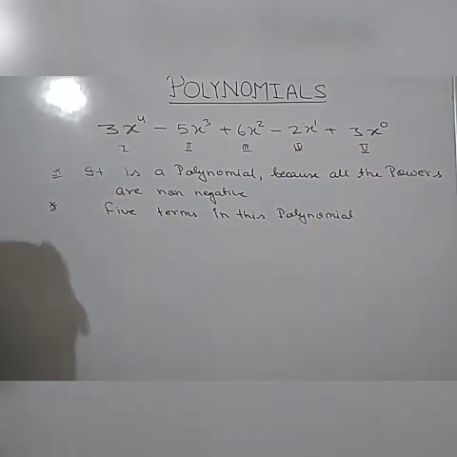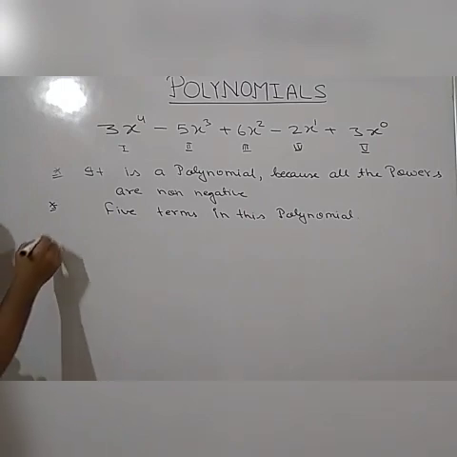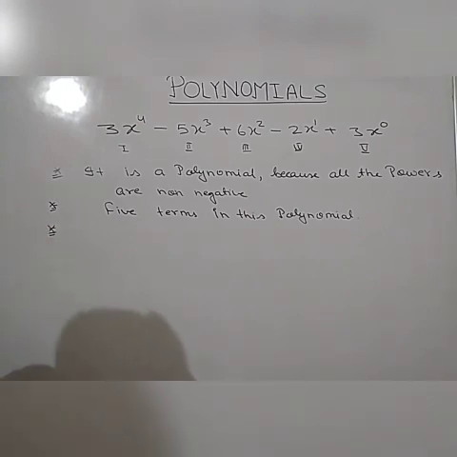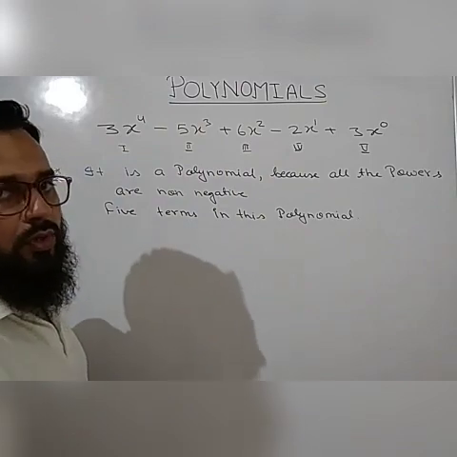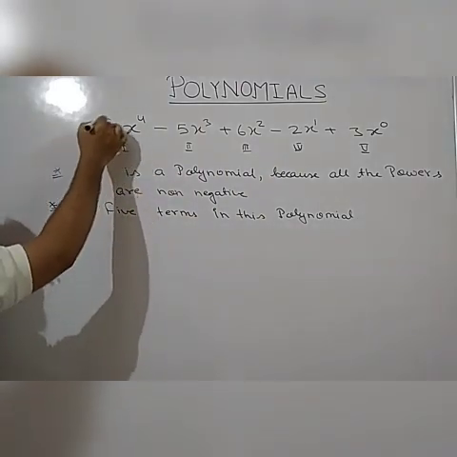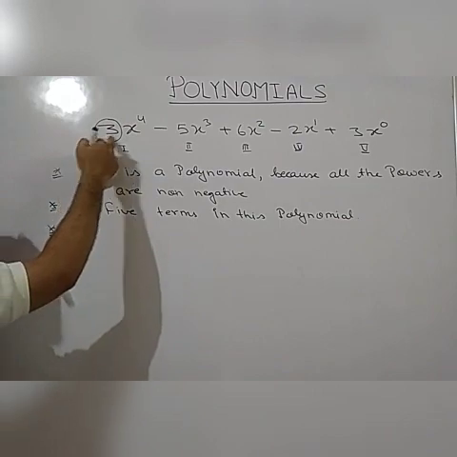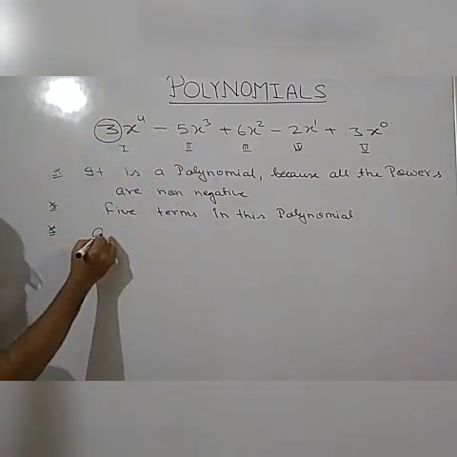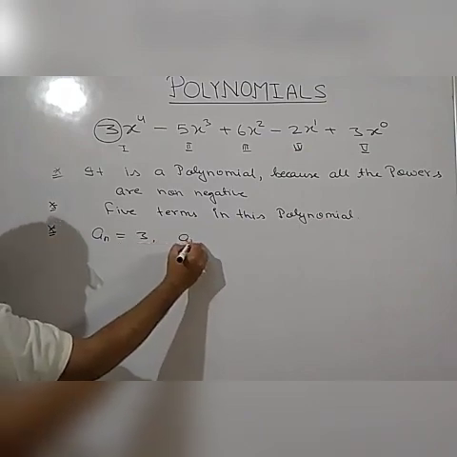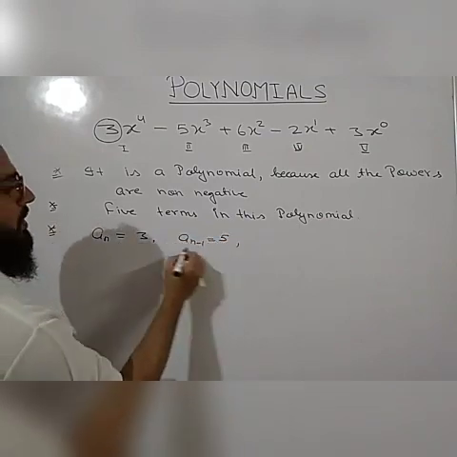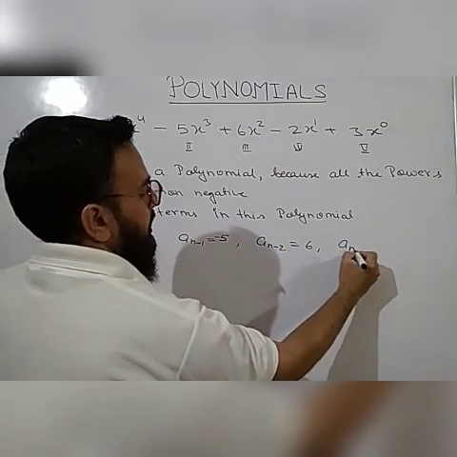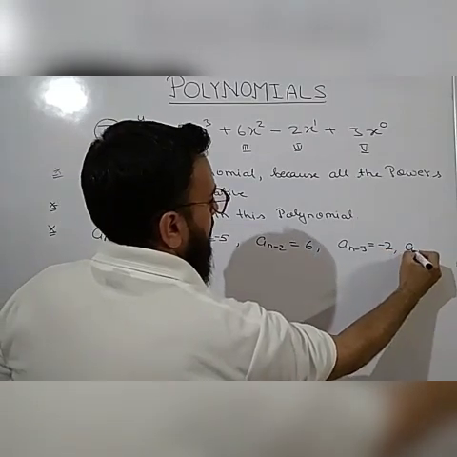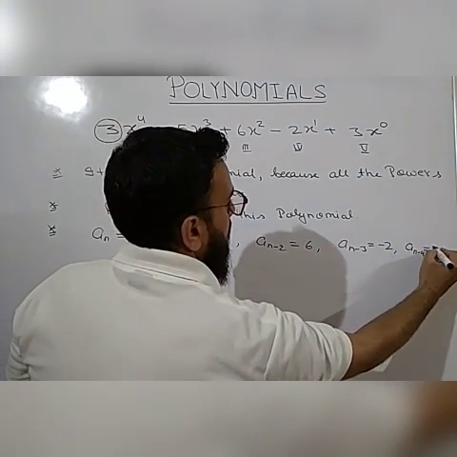There are 5 terms in the polynomial. Now the third thing is that if we have to find the coefficient, the general form was an x to the power n, an minus 1 x to the power n minus 1 and so on. So what is an? Here an is equal to 3, an minus 1 is equal to 5 or minus 5, an minus 2 is equal to 6, an minus 3 is equal to minus 2, and an minus 4 is equal to 3.